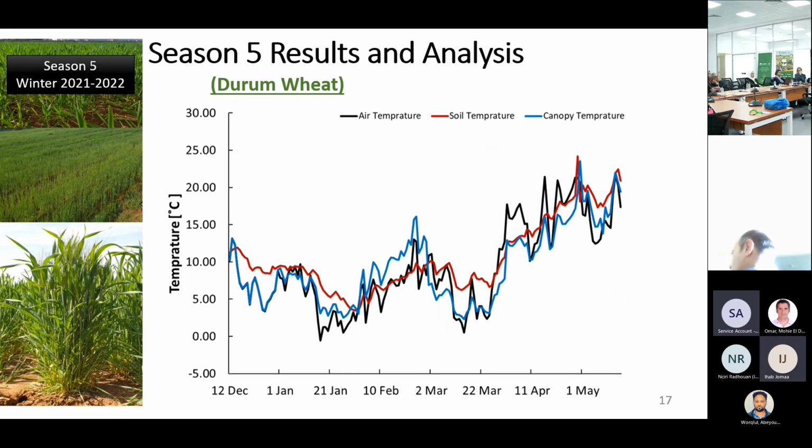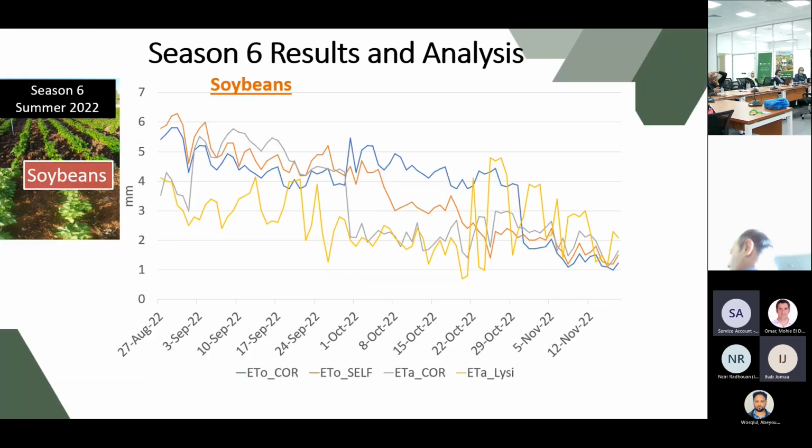In season 5, the different sensors were functioning with quite good correlation between different weather stations. Last season, which is soybeans, we put the potential evapotranspiration and the actual evapotranspiration on the same graph, and we can see quite good correlation between the lysimeter and the Cordoba reference evapotranspiration or actual evapotranspiration.